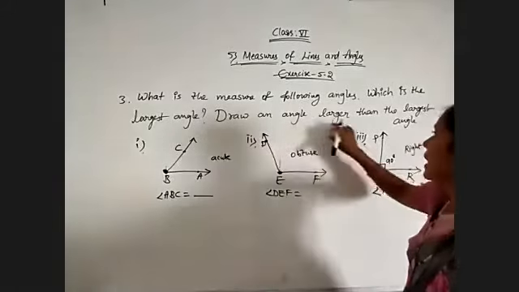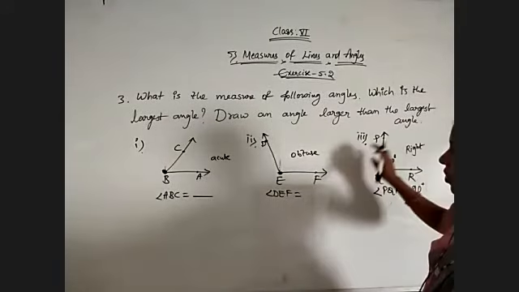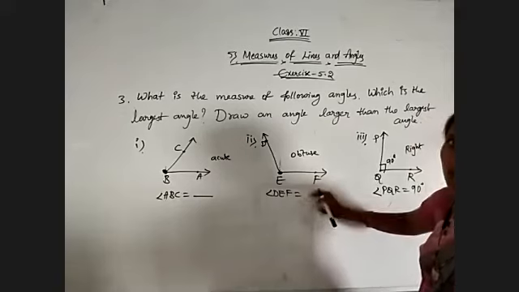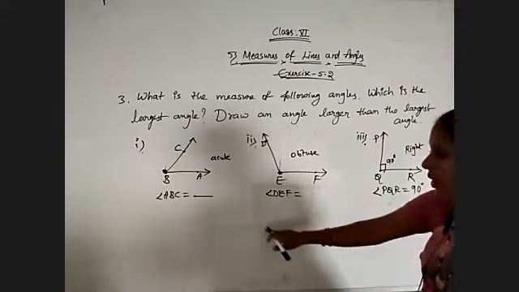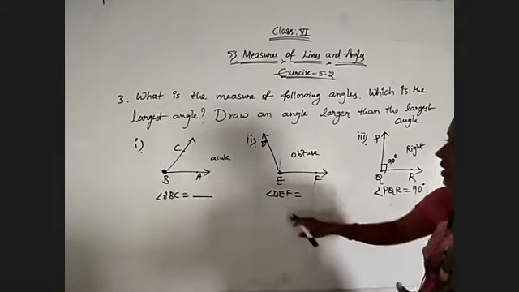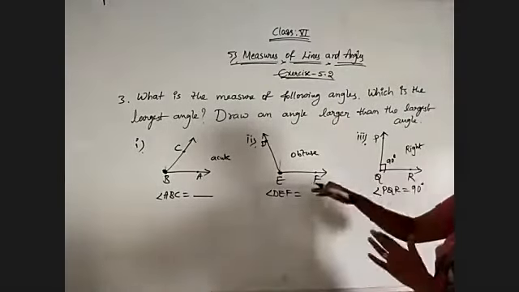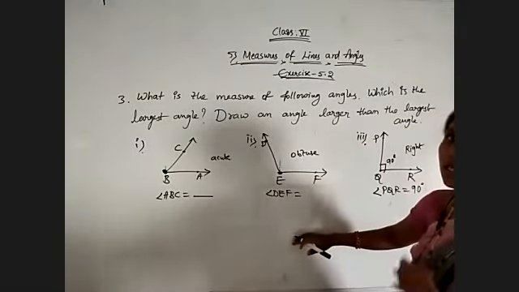Draw an angle larger than the largest angle. So how much will you get as the measure here? More than that, you must draw one more angle. That will be the construction. Here these are measurements, and whatever we are doing in the fourth one, that is the construction.